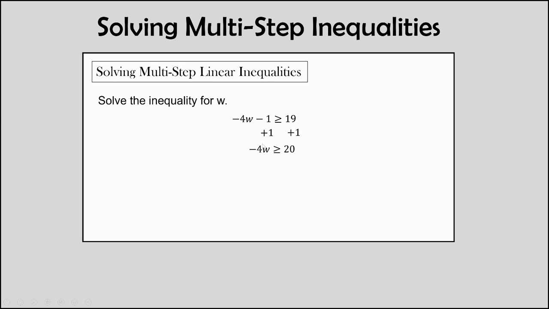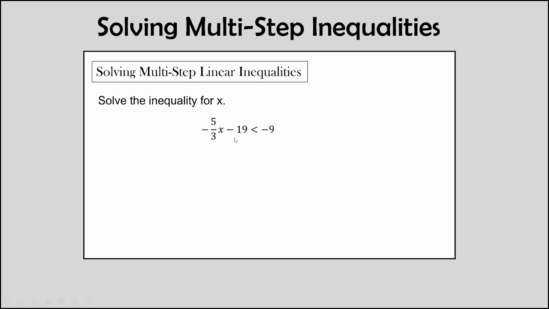Now I want the w to have a coefficient of 1. It's negative 4 right now. I want it to be 1. So I've got to divide each side by negative 4. Here a little alert should go off to you. If we ever divide or multiply by a negative number on each side of the inequality, I've got to switch that sign. So now I'm switching my sign and then doing the simplifying. And I get w is less than or equal to negative 5.